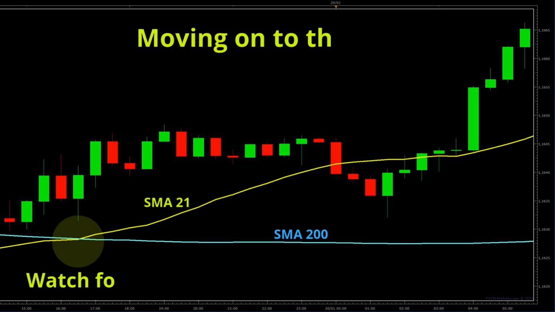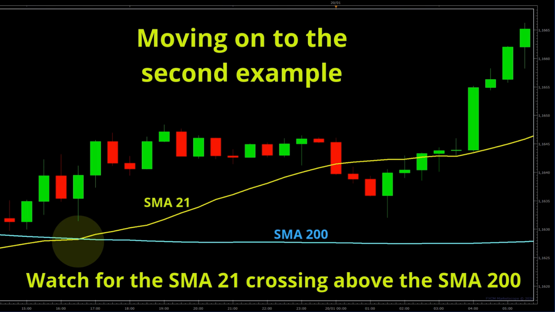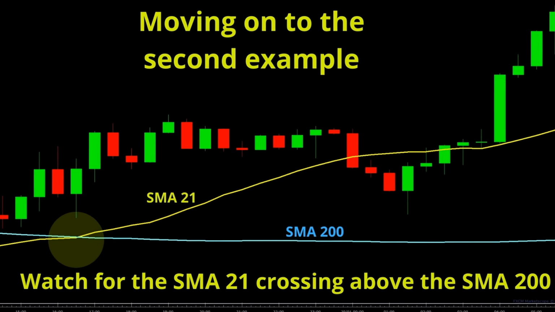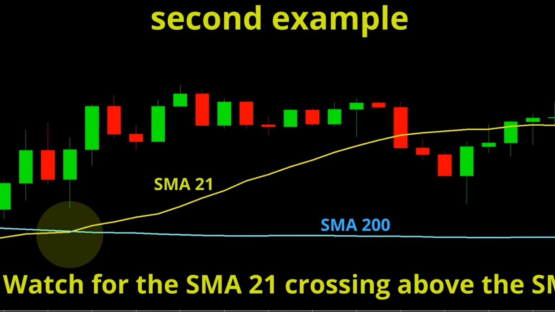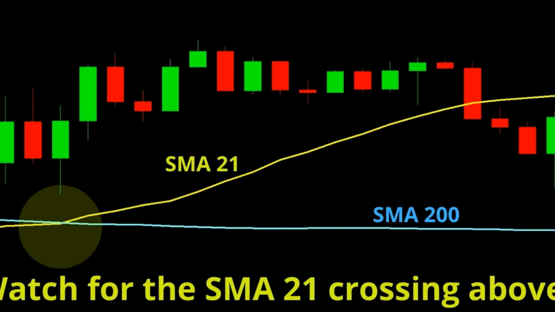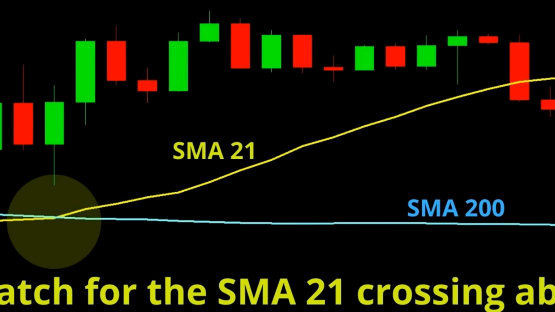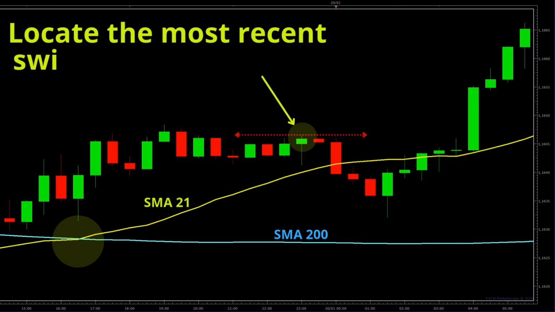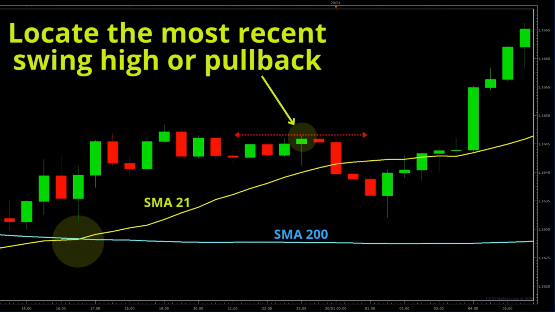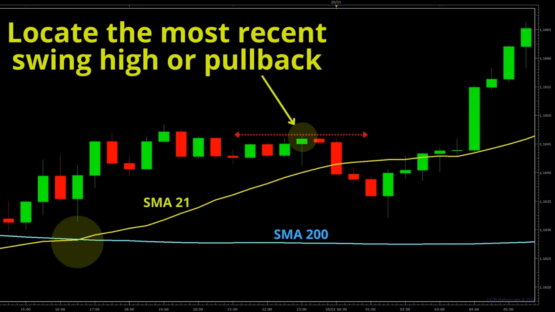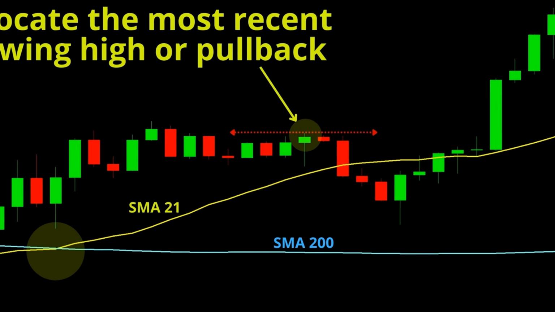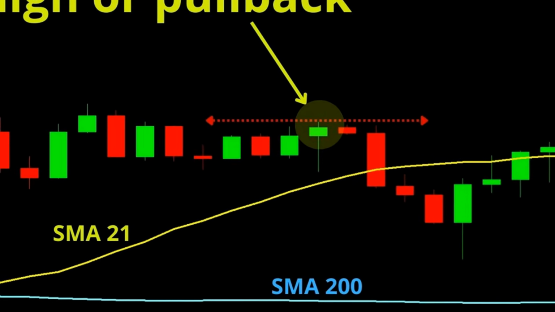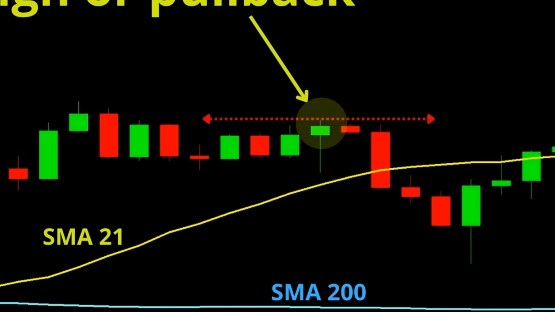Let's dive into a second example to see how these rules apply in a different market scenario. Once again, our first step is to spot that bullish crossover, where the 21 SMA moves above the 200 SMA. Before the price starts its real move, we must identify the last significant swing high or pullback. This level acts as our key resistance area and sets the stage for our potential entry.